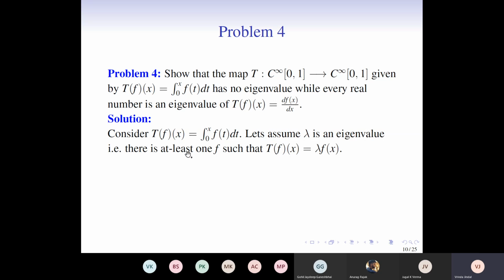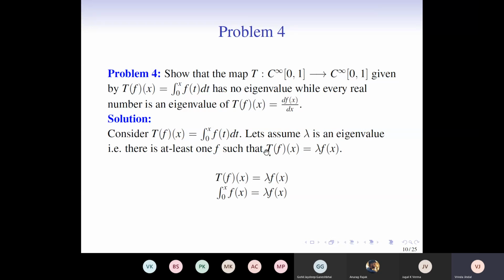We'll try to prove it by contradiction. So we'll have T of f as integration 0 to x of f(t) dt. Let's assume that T has some eigenvalue which is called lambda. What does it mean? T of f will be equal to lambda f for at least one f. Obviously f should not be 0, because that would just be saying 0 equal to 0, and we don't do that. So T of f(x) equals lambda f(x).